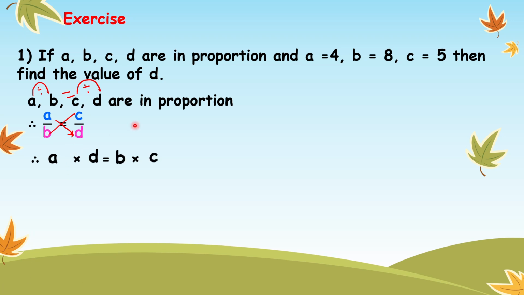Substitute the values. A is given how much? 4 into D is equal to the value of B, which is 8, into the value of C, which is given as 5. Now to find the value of D, we have to transfer this 4 to the RHS. Multiply becomes divide. Therefore D is equal to 8 into 5 as it is, divided by 4. Dividing by 4, we will get 4 ones are 4, 4 twos are 8. 2 into 5, we will get 5 twos are 10. Therefore the value of D is equal to how much?